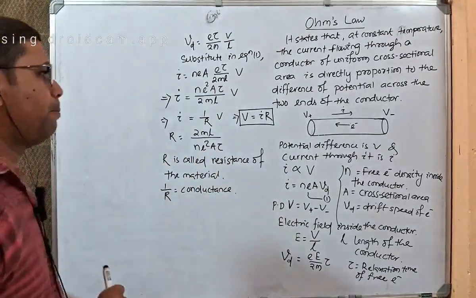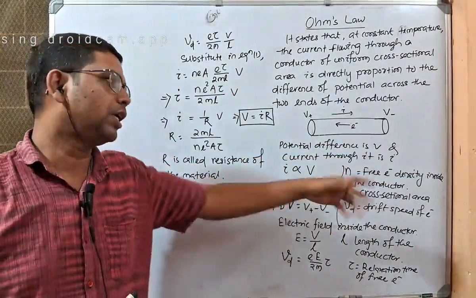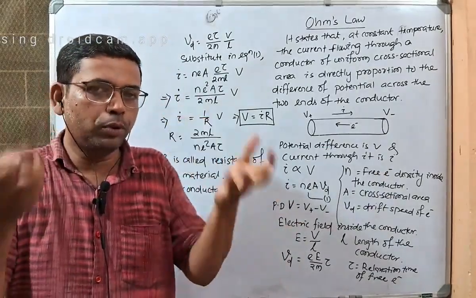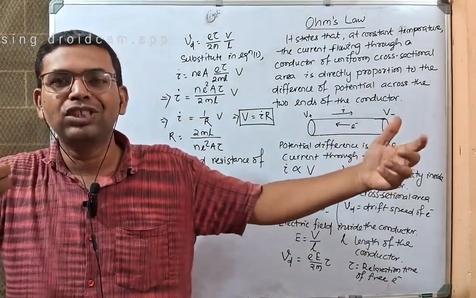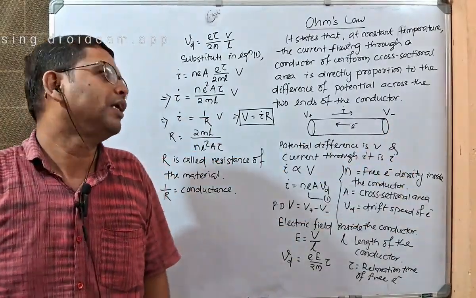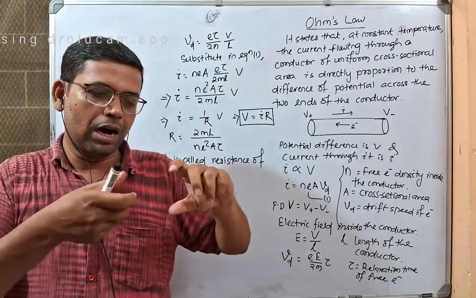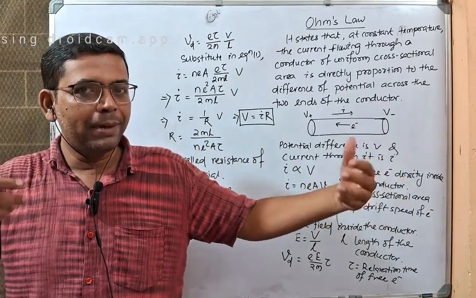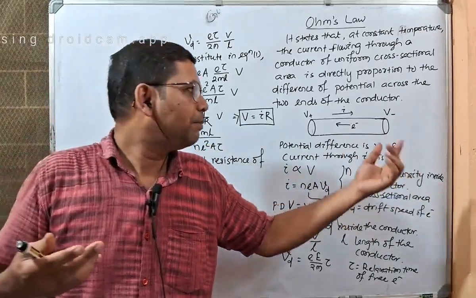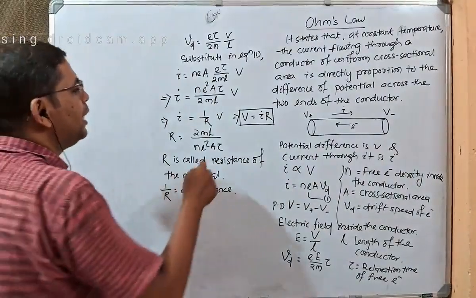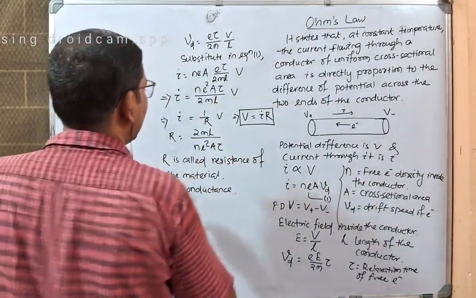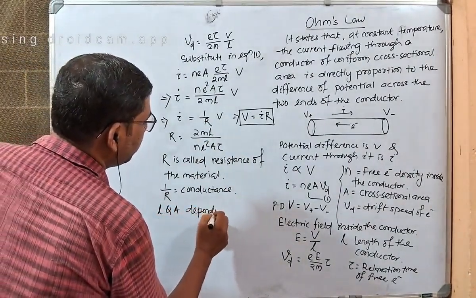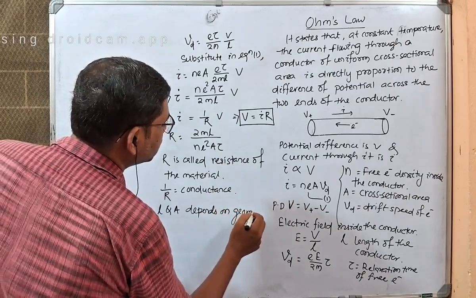If some copper material is given to you, the conductor is made up of copper, and you are supposed to make some wire using that copper. That means it depends on you how thick it will be and how long it will be. So these two quantities, L and A, depend on the geometrical shape.